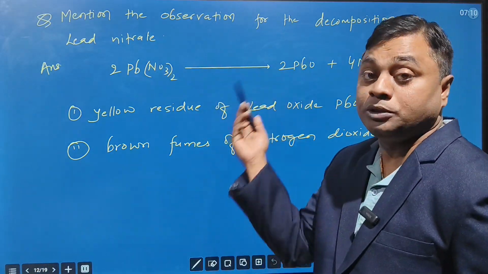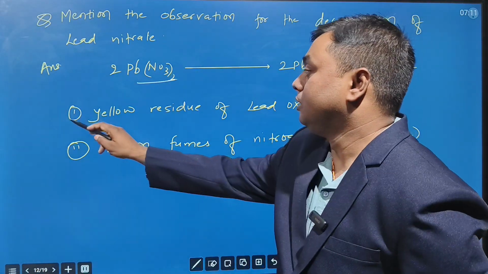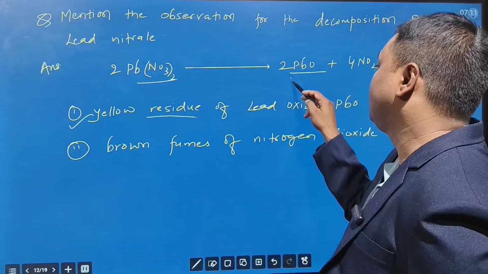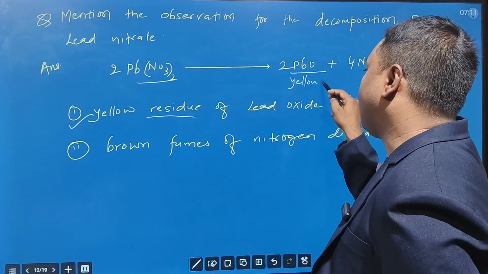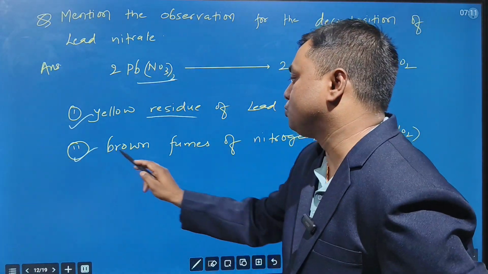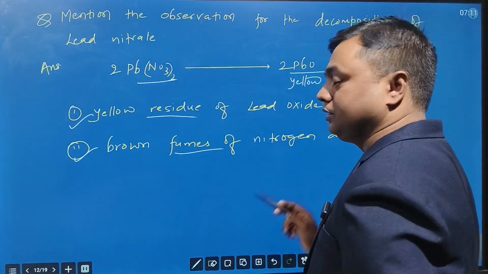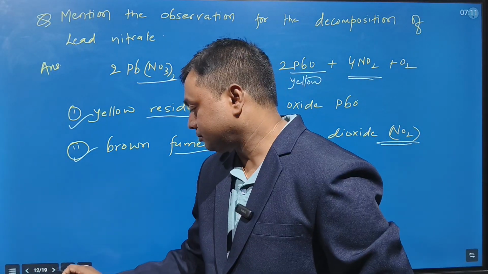Similarly, two observations on heating lead nitrate: first is a yellow residue of lead oxide, and plus brown fumes of NO2, nitrogen dioxide. Is it clear?